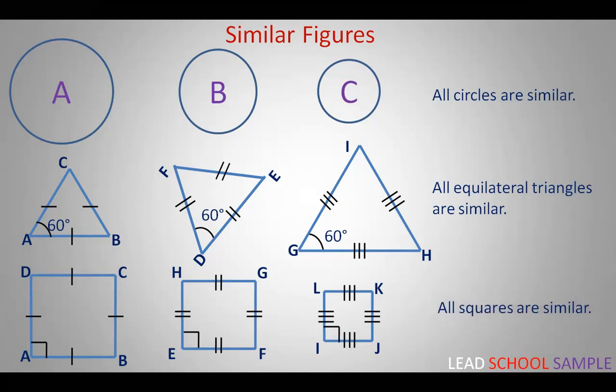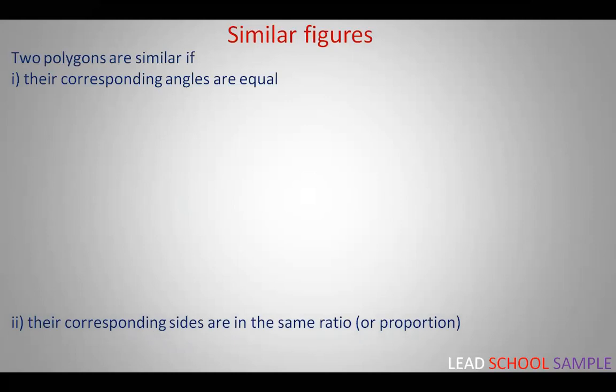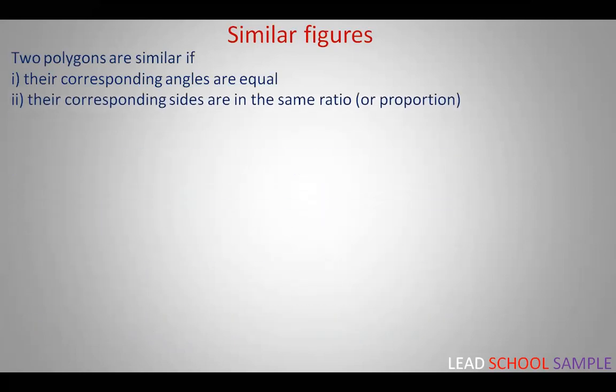So what can you see here? Regular triangle we are taking, regular quadrilateral we are taking. So all regular polygons with the same number of sides are always similar. And also we can observe all congruent figures are similar, but all similar figures are not congruent. Now we'll give the definition. Two polygons are similar if their corresponding angles are equal and their corresponding sides are in the same ratio.